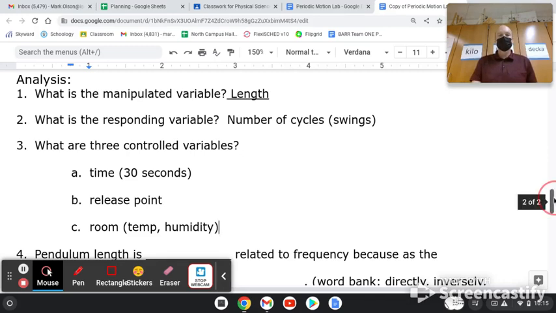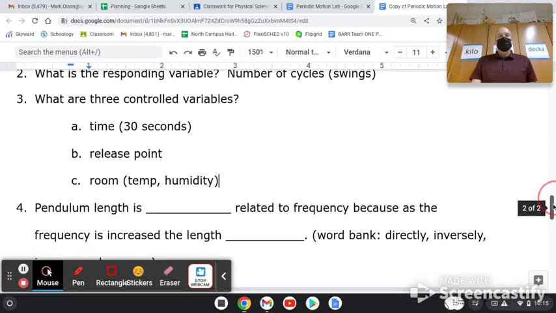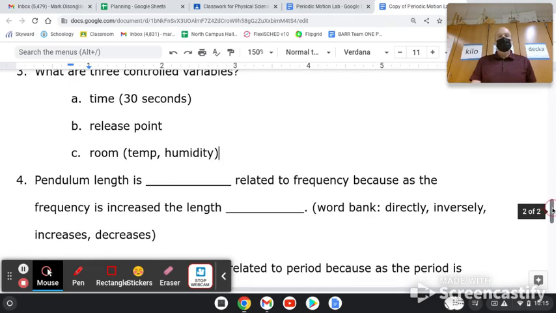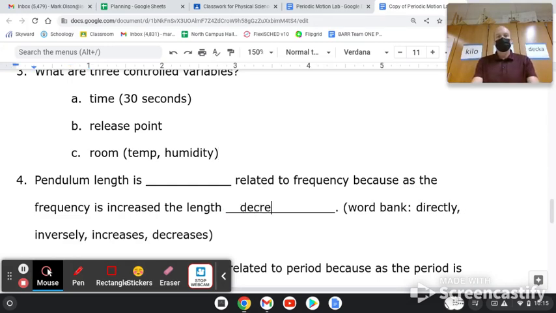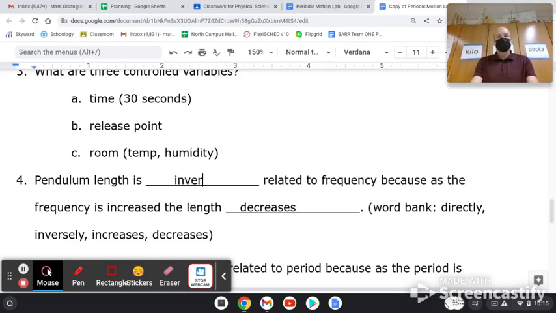Control: pendulum length. Okay. I'm going to go down and answer the last part of this question first. So as frequency is increased, the length decreases. So we say this is an inverse relationship. We'd say they're inversely related.